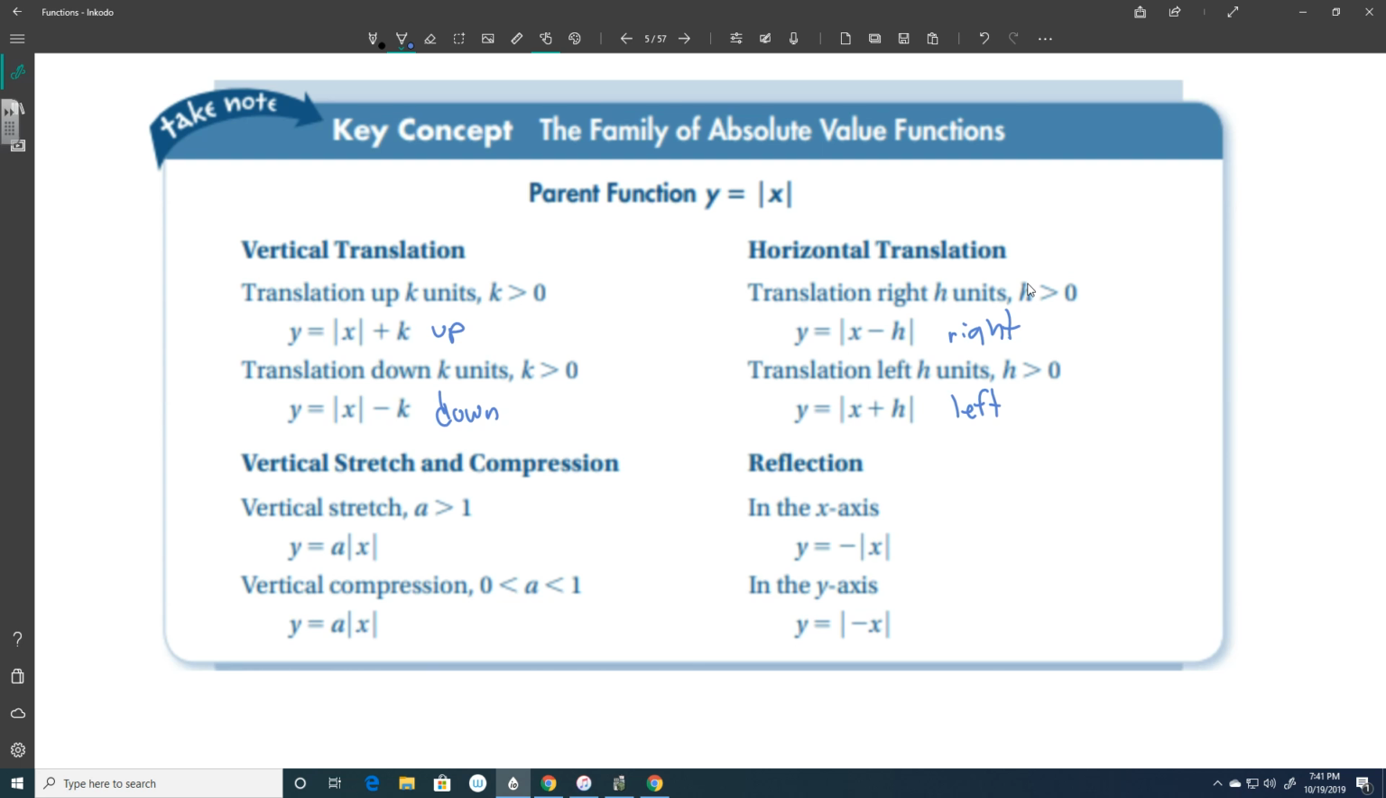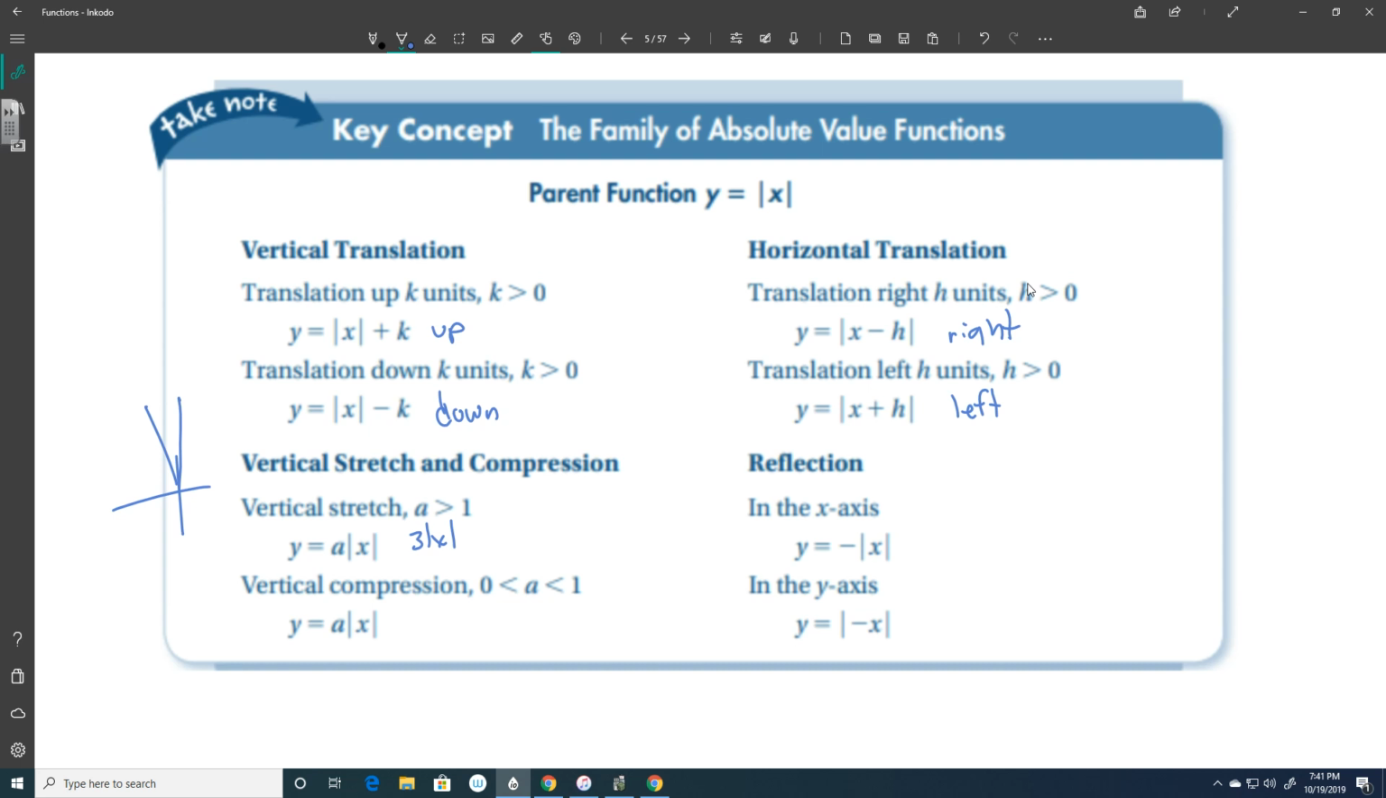And then there's something that's called vertical stretch and compression. And we haven't seen this yet, but we'll see it in the next example. If there's something in front of the absolute value being multiplied, if it's a number that's bigger than 1, then it actually stretches my picture. So in other words, if I had something like 3 absolute value of x, instead of being my normal graph, it's going to be a lot skinnier. We call that a stretch because it stretches it taller.